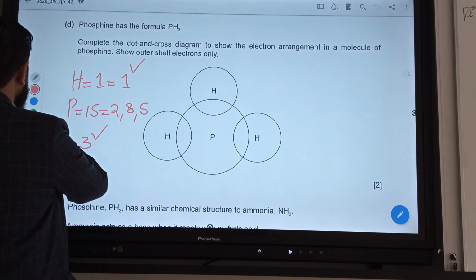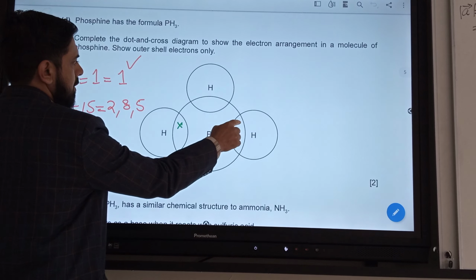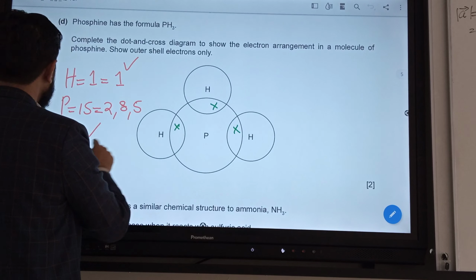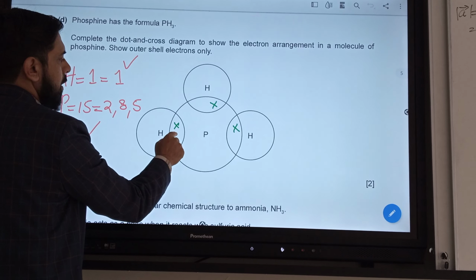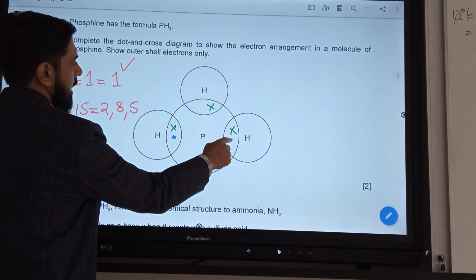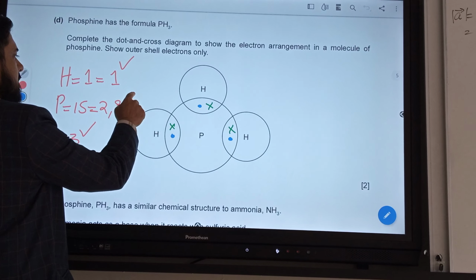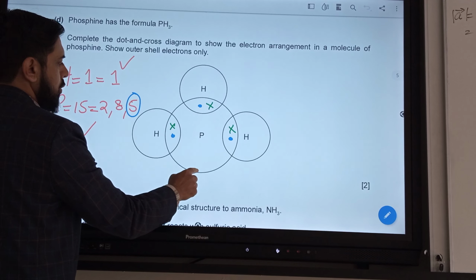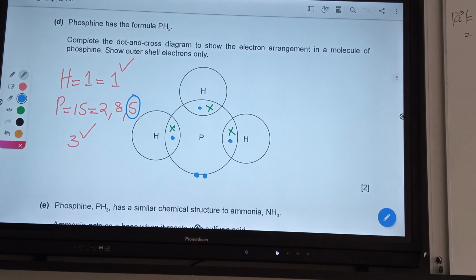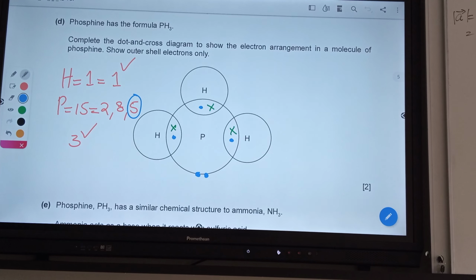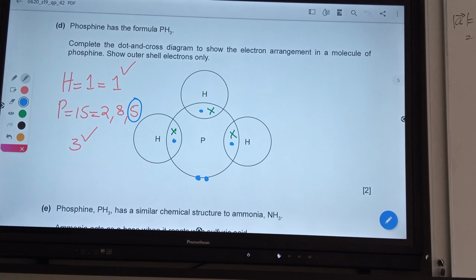So in that way, hydrogen will share its only electron, and for mutual sharing, phosphorus is going to share one electron with this hydrogen, one with this hydrogen, and one with this hydrogen. But as we discussed, there are 5 electrons, so there should be one pair of electrons which is not participating in bonding, but still it is present. So this is the dot and cross diagram of phosphine.